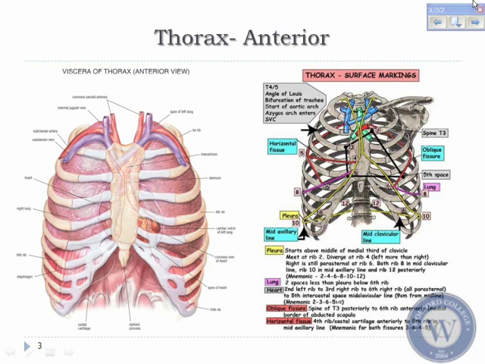To get into the cavity to work on the heart, most of the time we do what's called a median sternotomy, which means we make an incision and go through the sternal bone. This is done with specialized saws. They're called oscillating saws, and you'll see those in action in the operating room.